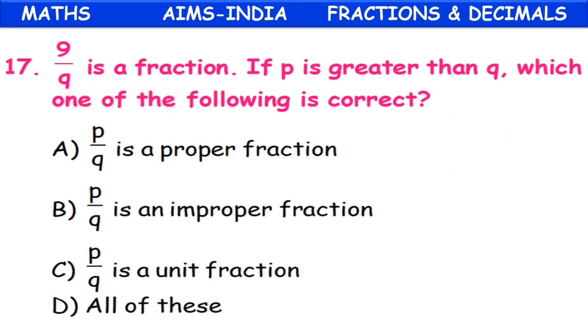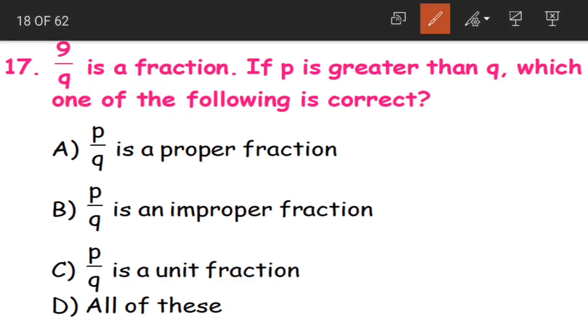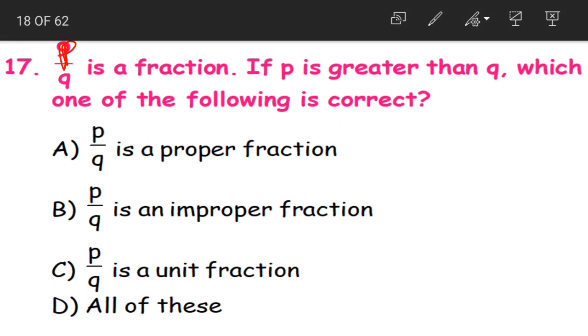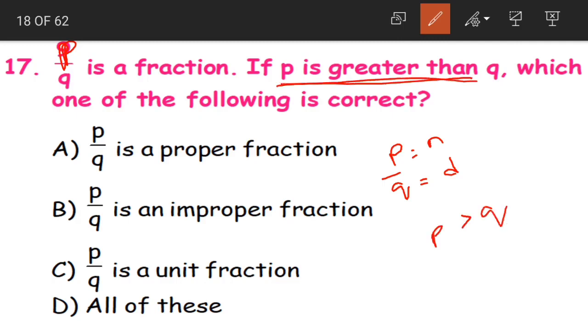Next, question 17. P by Q is a fraction. If P is greater than Q, then which one of the following is correct? What are they saying? P by Q is the fraction. So P is our numerator and Q is our denominator. P is greater than Q. That means the numerator is greater than our denominator.